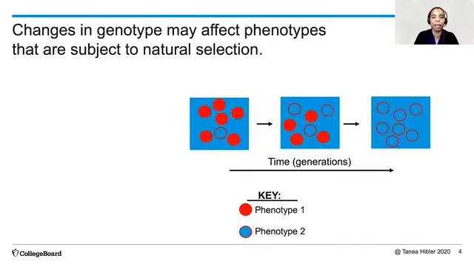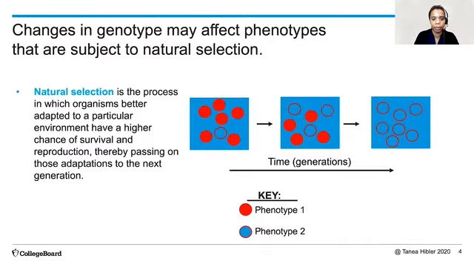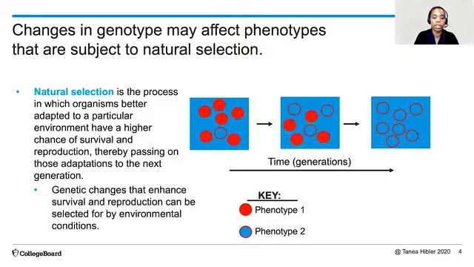Changes in genotype may affect phenotypes that are subject to natural selection. Natural selection is a process in which organisms better adapted to a particular environment have a higher chance of survival and reproduction, thereby passing on those adaptations to the next generation. Genetic changes that enhance survival and reproduction can be selected for by environmental conditions.